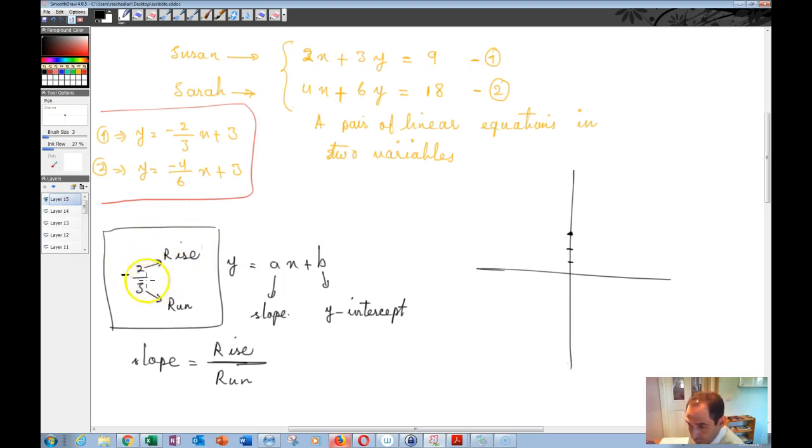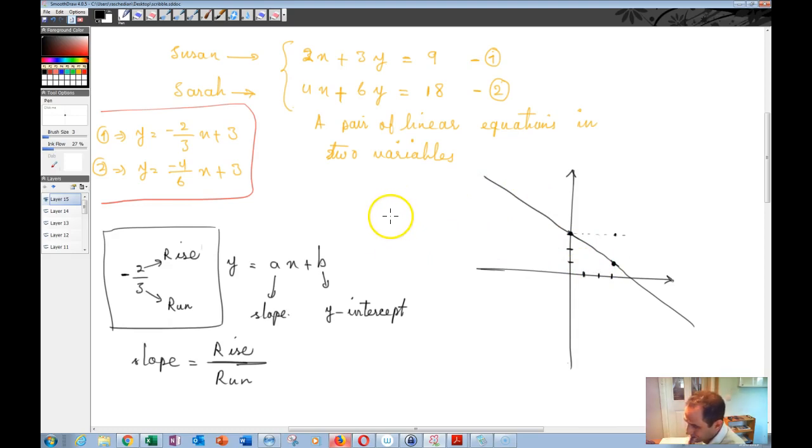So now what that means is that for 3 units of run, you have -2 units of rise. So for 3 units of run, 1, 2, and 3, I would be over here. I have -2 units of rise, which means I have to come down 2 units, so I'll end up over here. So another point on the graph of this line is this point over here. And if you connected these points together, you'll get the graph of this line, which is of course a straight line.